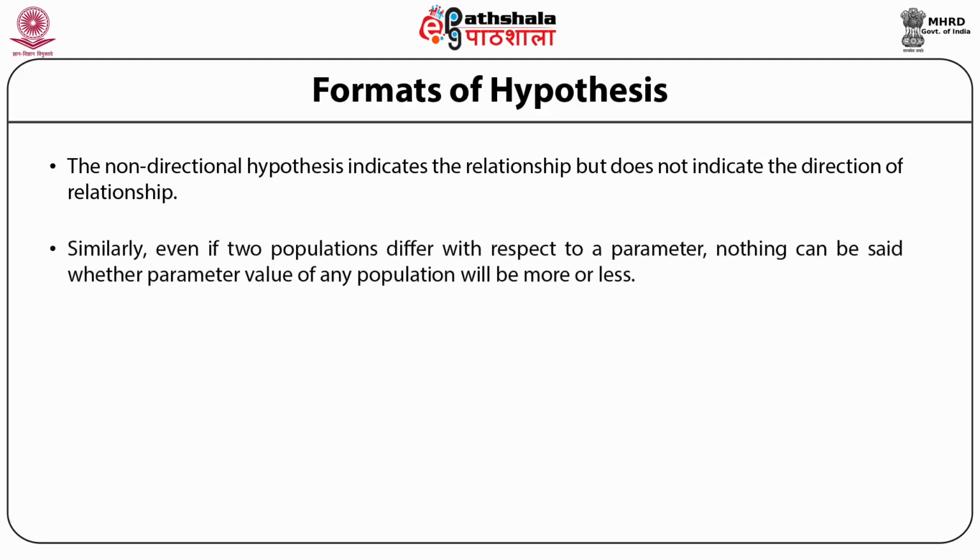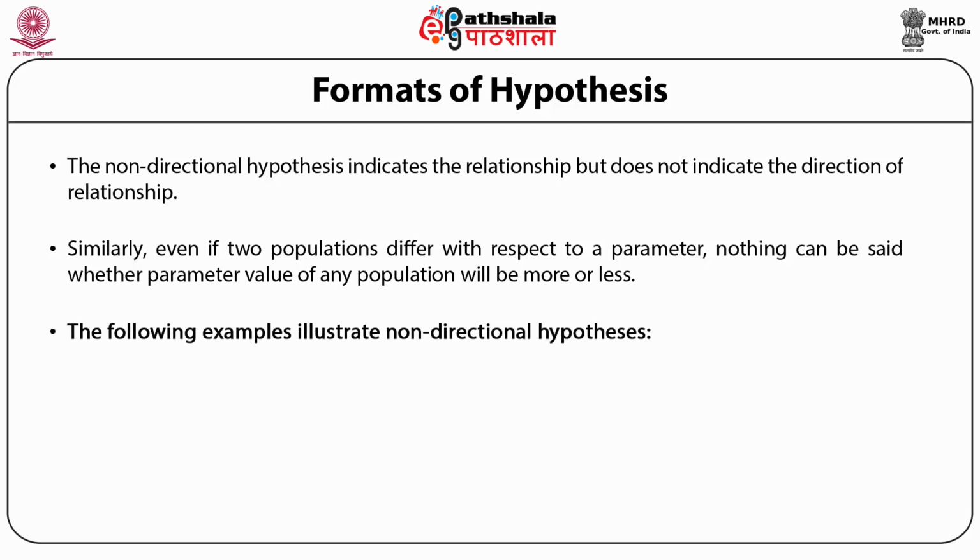Similarly, if two populations differ with respect to a parameter, nothing can be said about whether the parameter value of any population will be more or less. The following example will make this non-directional hypothesis clearer. Let us take number 1, the relationship between age and sick leaves. There may be a relationship between age and the number of sick leaves taken, but we cannot tell about the direction, whether it increases or whether it reduces.